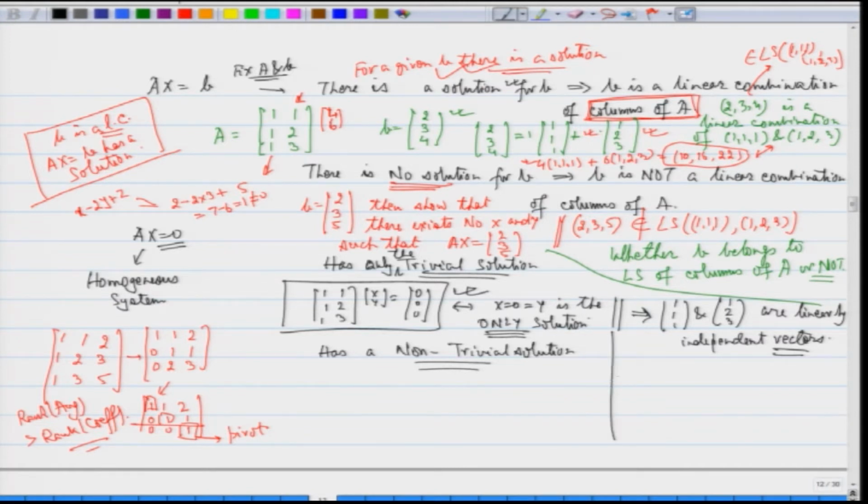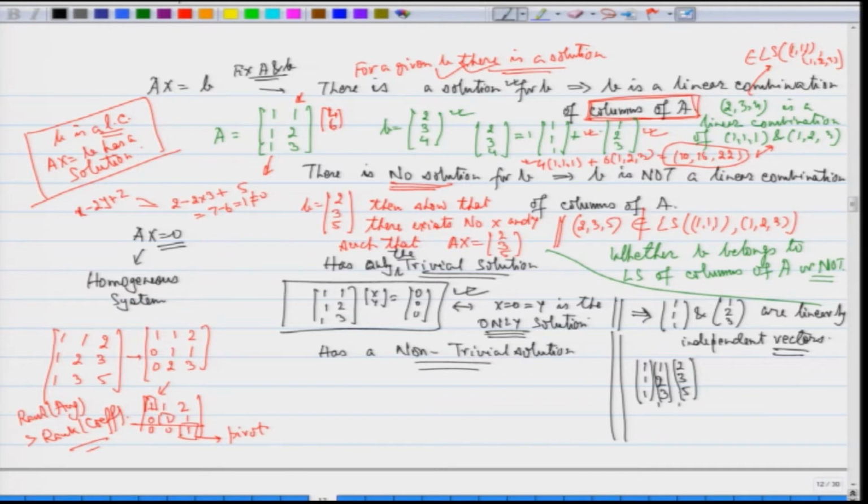Another set of examples. For example, again in R3 itself, suppose I look at 1, 1, 1, 1, 2, 3 and 2, 3, 5. Fine. Look at these three vectors for us. So, I should have written it with some gap here.